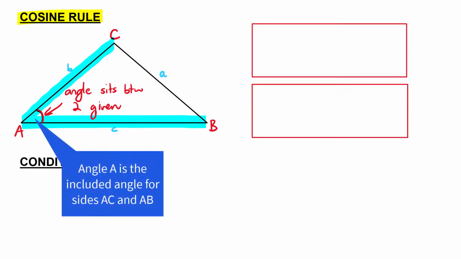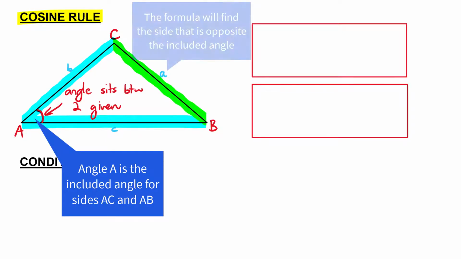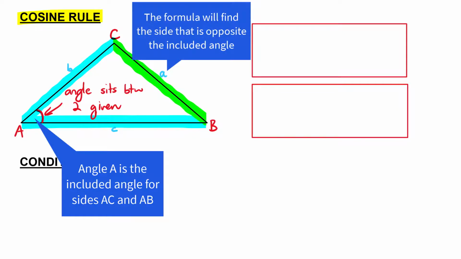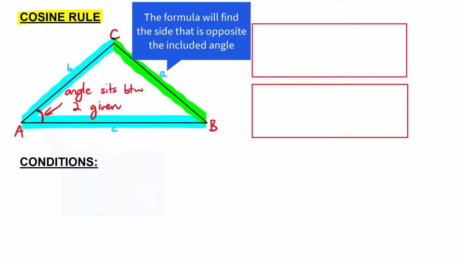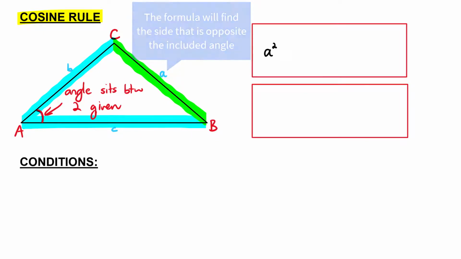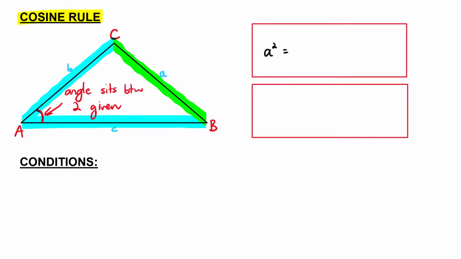And when we go and apply the formula, it will be to work out the length of the side that is opposite that angle. So in other words, that side there that I highlighted in green. So just like with the sine rule, when we write out the formula, we always start off with what we're looking for. So we're looking for a. So it's going to be a squared is equal to.